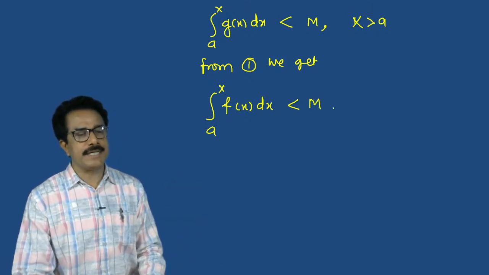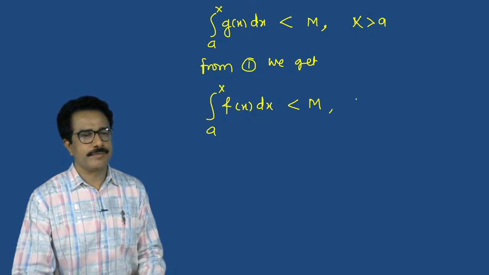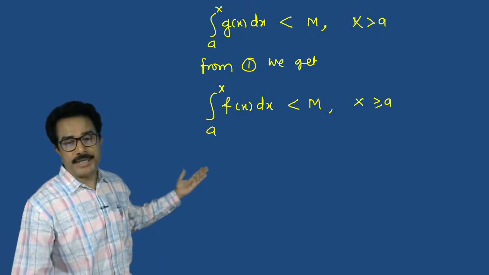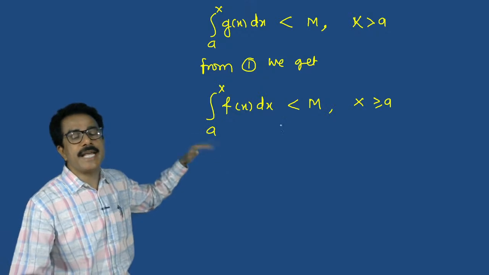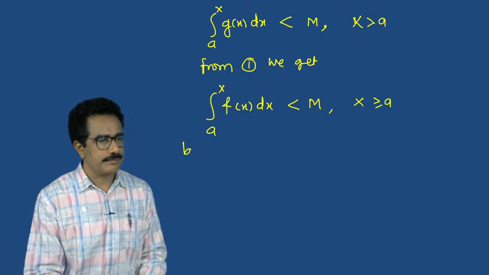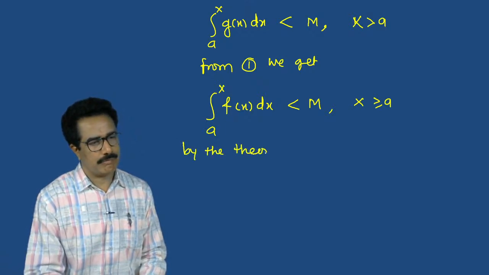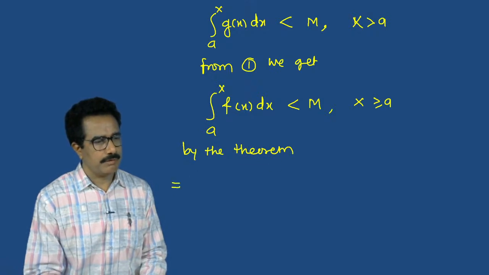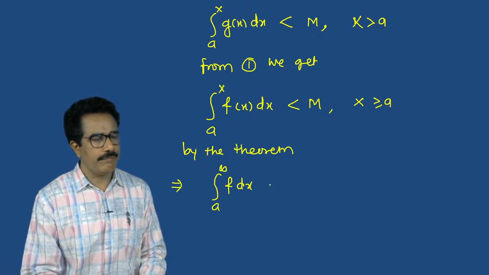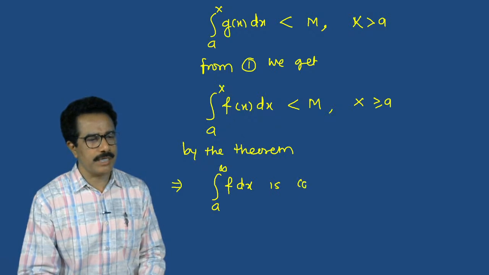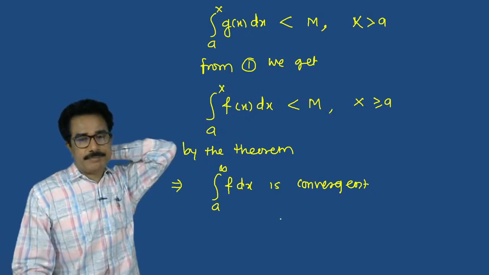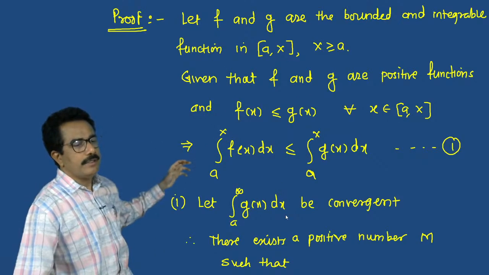Then by the comparison theorem, for x greater than or equal to a, but by theorem number 3, if this is less than m, then we can say that the integral from a to infinity of f dx is convergent. This proves the first part.